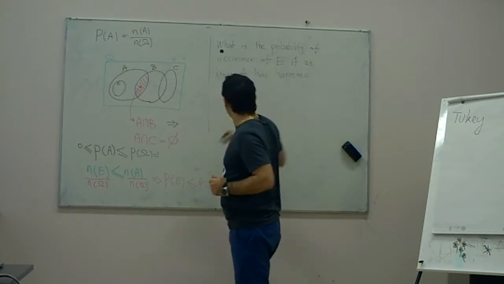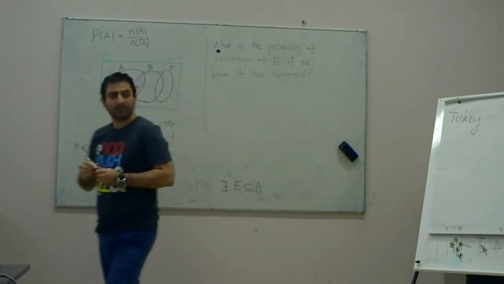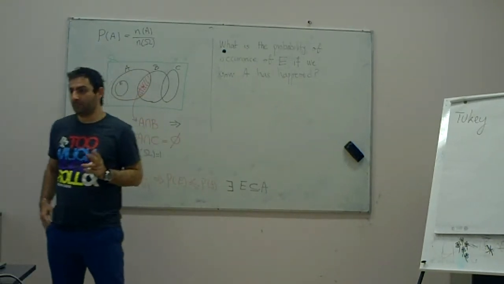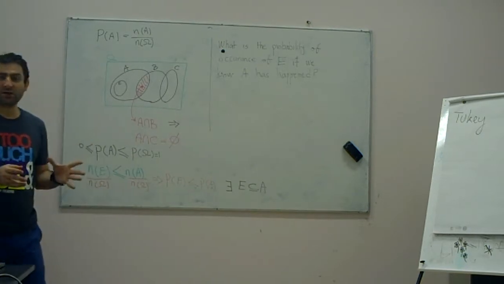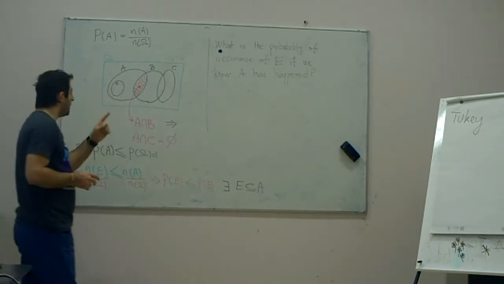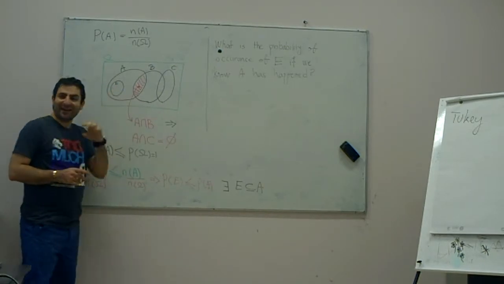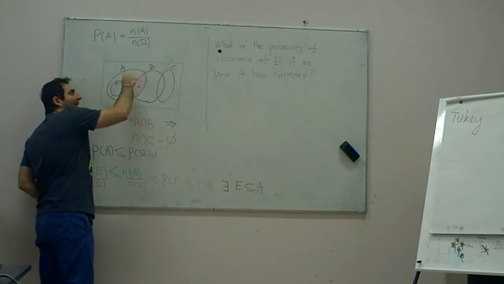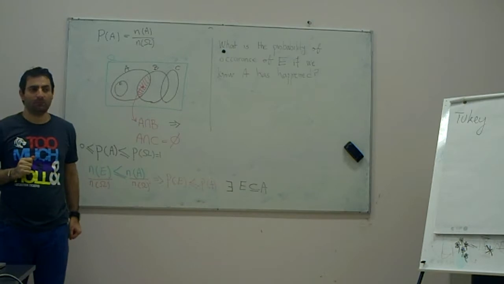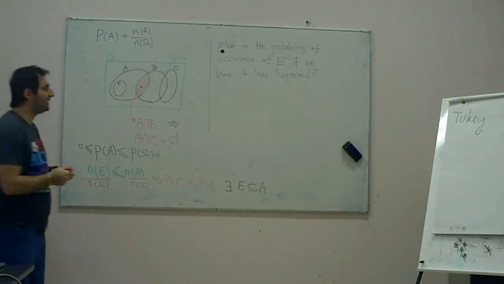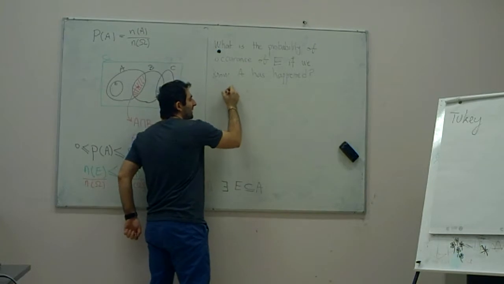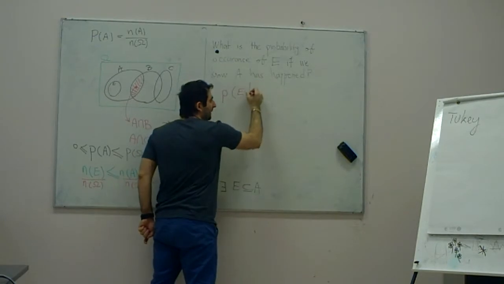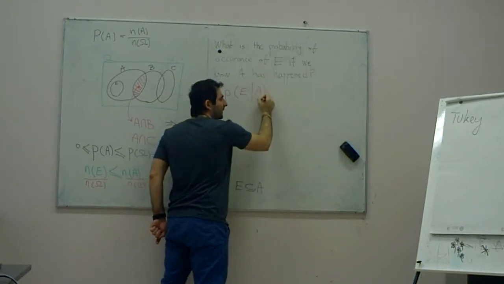Now, this time, we are not calculating the probability of E. We have some further condition. And the condition says, what is the probability of seeing that E is happening if we know A is happening? And we represent it in this form. What is the probability of having E given A has happened?